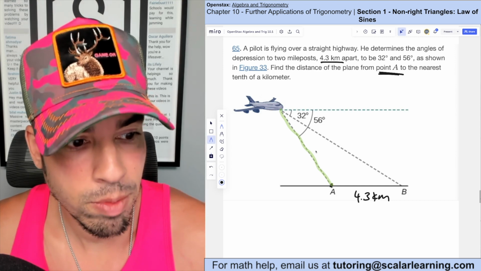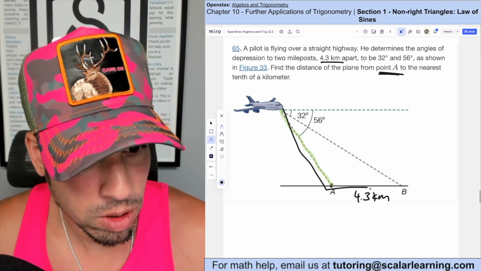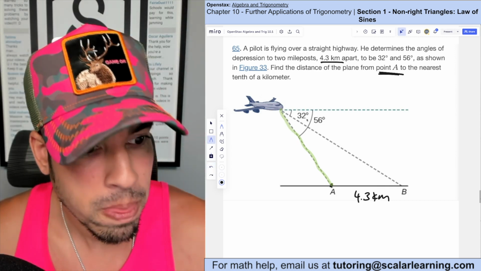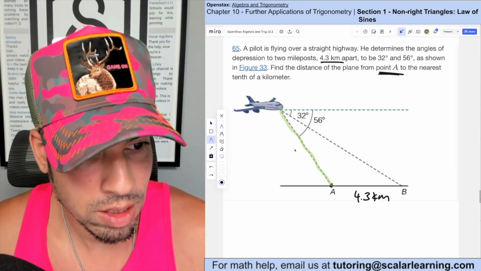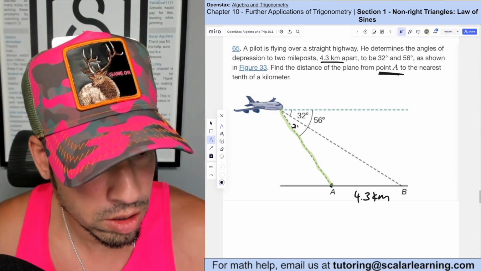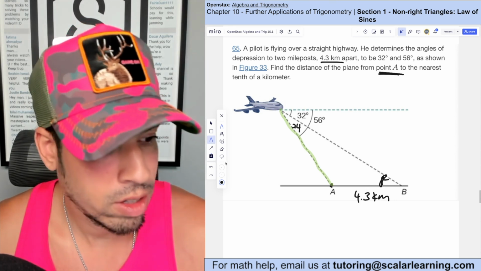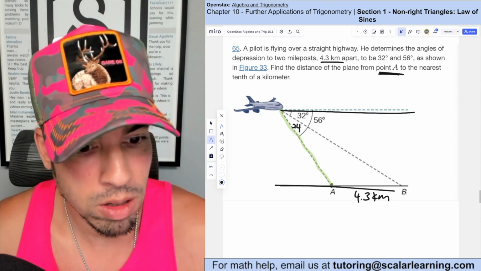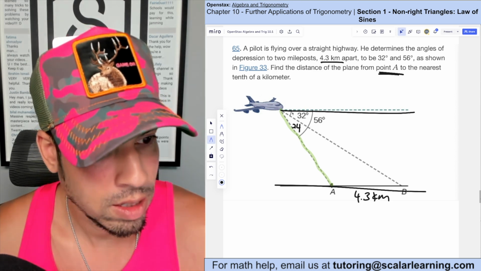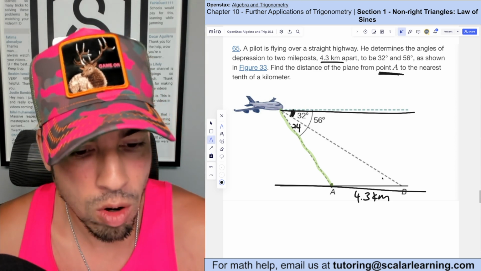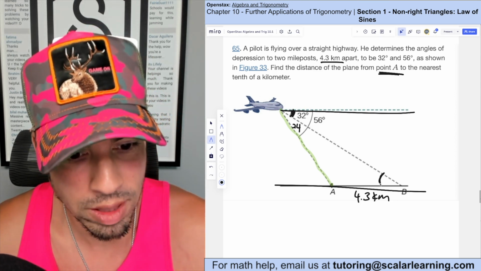Okay, so we got enough information to kind of start filling stuff in for this little triangle here. So I know if this is 32 and this entire thing is 56, this little angle in here is 24. Awesome. And then what about this angle down here? Well, this is parallel to this, which means this angle 32 is an alternate interior angle with this.